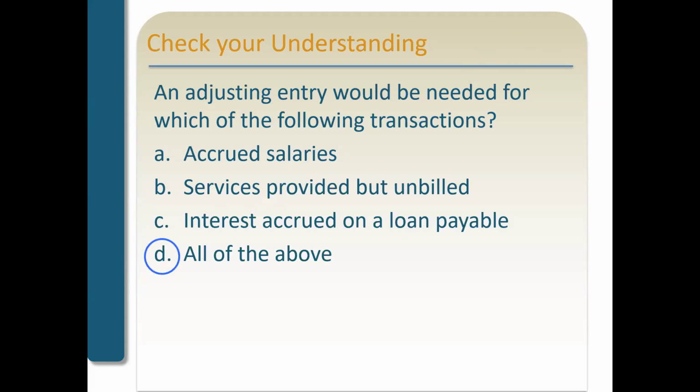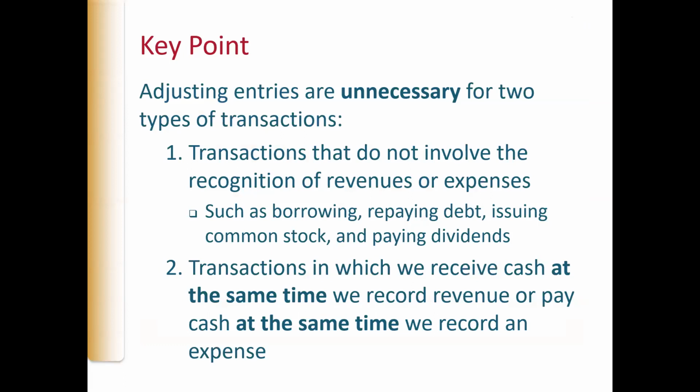All of those would need adjusting entries. Adjusting entries are unnecessary for two types of transactions: transactions that do not involve the recognition of revenues or expenses, or transactions in which we receive cash at the same time we record revenues or pay cash at the same time we record an expense. Because those external transactions take it all into account, we do not need to adjust anything.